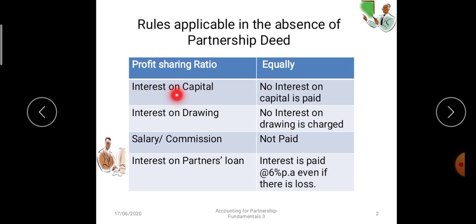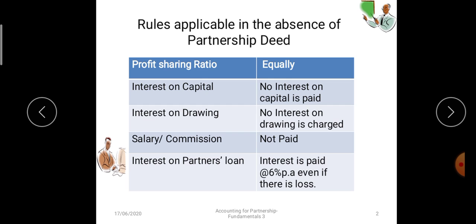Second point, interest on capital. In the absence of partnership deed, no interest on capital is paid. Interest on drawing is not charged. In the absence of partnership deed, interest on drawing is not charged from the partners.